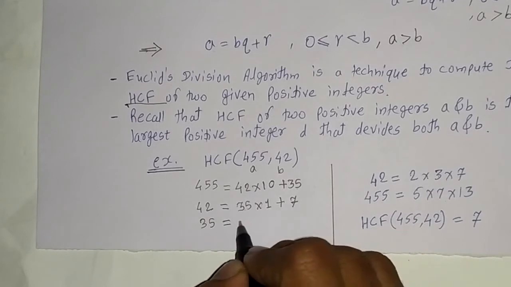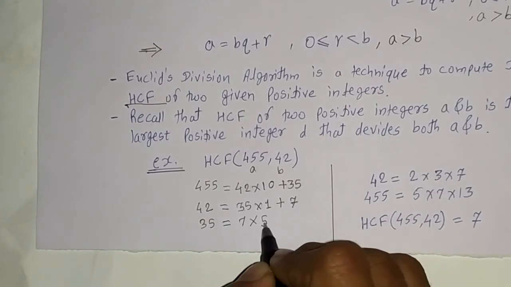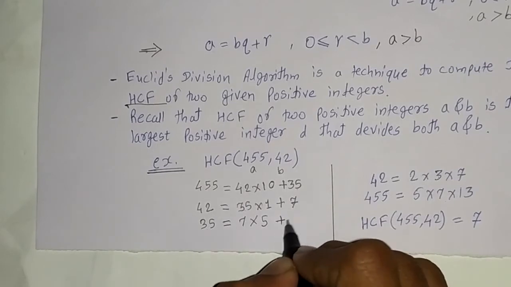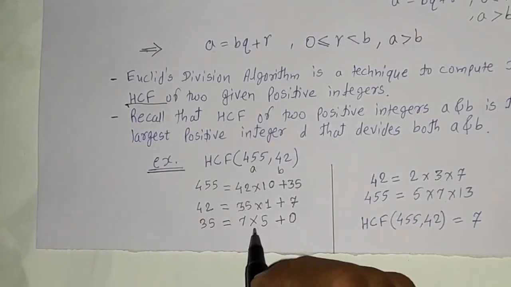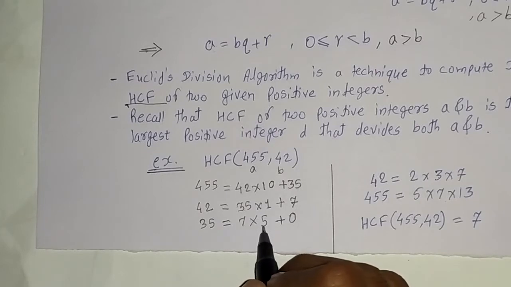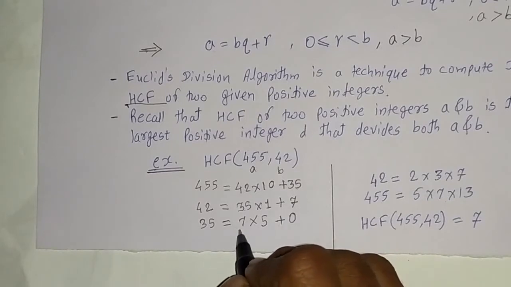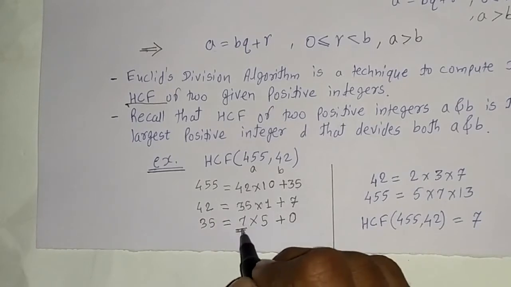Remainder will be our divisor. 7 into 5 you will get 35, so remainder will be 0. Never write in this form 5 into 7, because you have to write the divisor first and then only the quotient, otherwise you will get the wrong answer. Now as our remainder is 0, what is the value of divisor in this step? 7. So this will be our HCF.